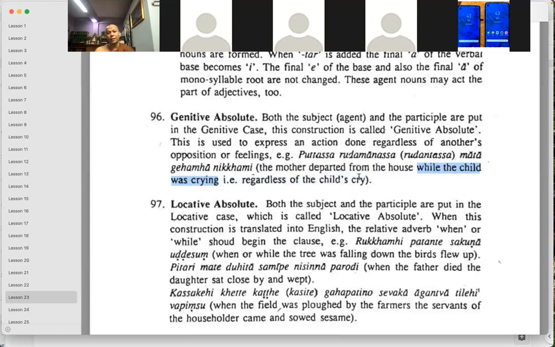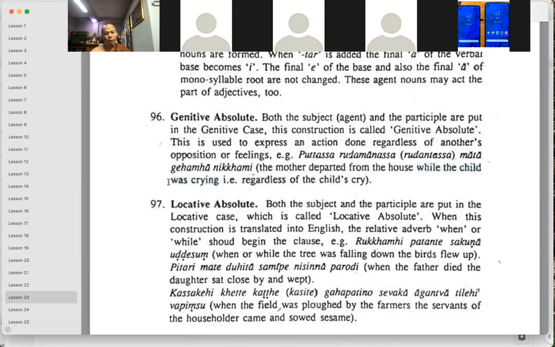So the regardless sense is not so common. Without the regardless sense it can also be used for the genitive. Okay, leave that one. The point we need to understand is that the subject is in the genitive case and the participle is also in the genitive case. Other than that, it is the genitive absolute construction. It expresses the sense of why. So Bodhasa Rudamanasa: why the child was crying.